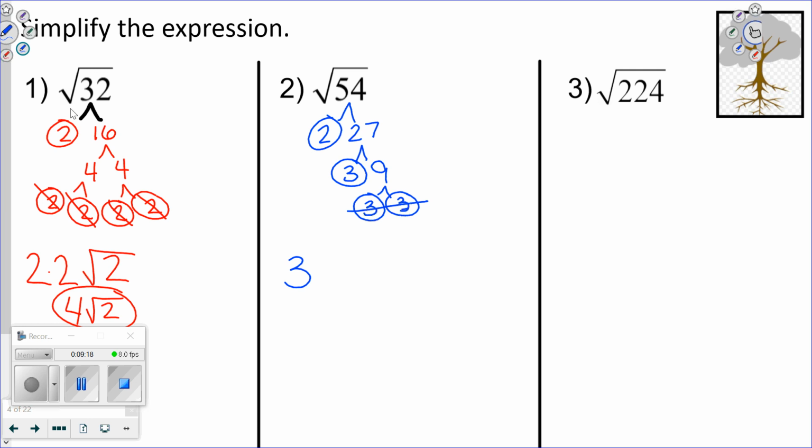And then what do I do with the 2 and the 3? They're leftovers. Leftovers go in underneath the radical. They go in the fridge. What does it become when I put them in there? 6. Good. You just multiply them back together.